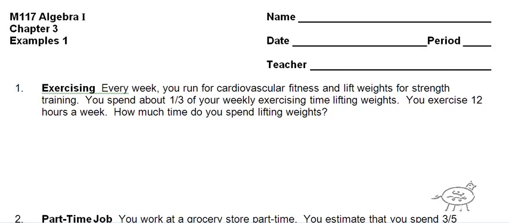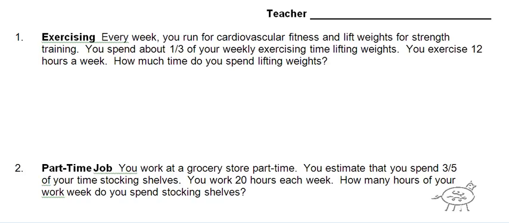This is the example worksheet that you are going to receive in class, so let's do the first one. Exercising. Every week you run for cardiovascular fitness and lift weights for strength training. You spend about a third of your weekly exercise time lifting weights. You exercise 12 hours a week. How much time do you spend lifting weights? The first thing you're going to do is look at the question, here's the question mark. Then you say x is equal to, it says how much time do you spend, so there's your variable: x equals time. That's worth 1 point, just defining the variable. Pretty easy points, but if you forget it, you lose that point. So don't forget that.